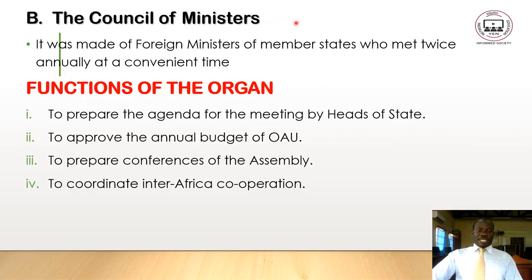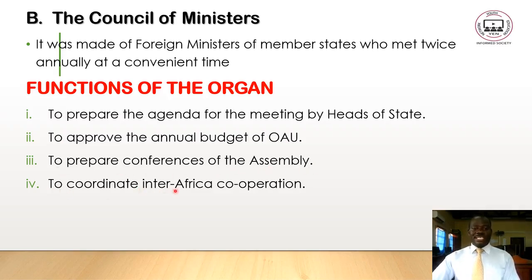The Council of Ministers. Apart from the Assembly, there was also the Council of Ministers. It was made of foreign ministers of member states who met twice annually at a convenient time. So foreign ministers of each and every country were meeting twice a year. Functions of this Council of Ministers were to prepare the agenda for the meeting by heads of state, and also to approve the annual budget of the OAU, and to prepare conferences of the assembly.